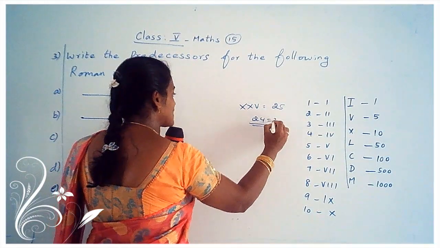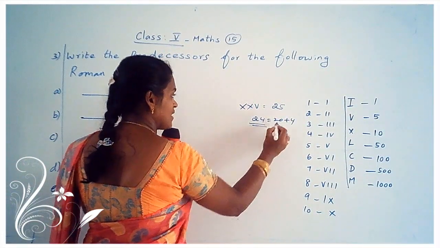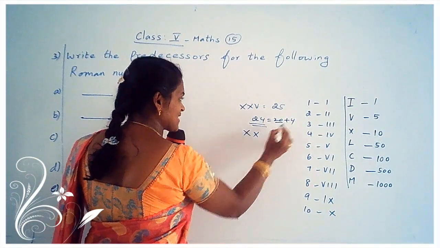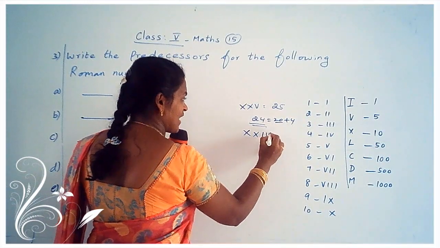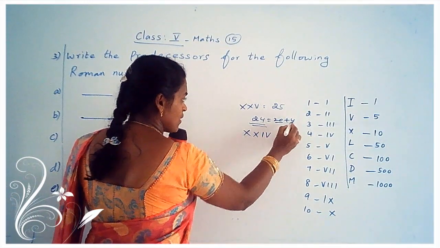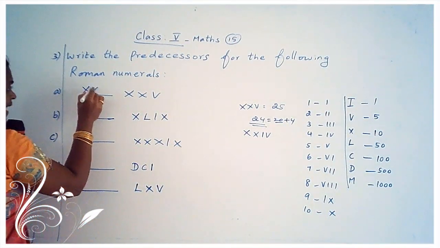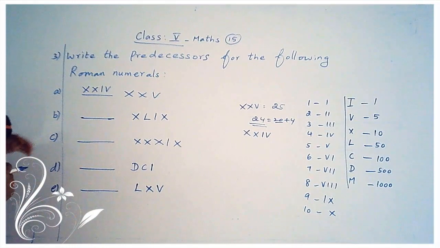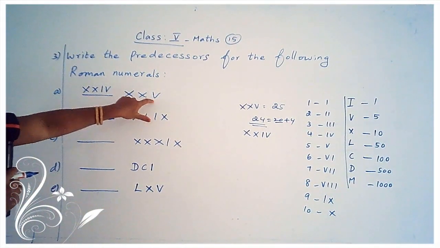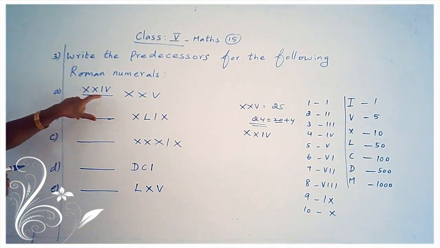24 can be written as 20 plus 4. Yes, children? So 20 means XX, 4 means IV. Okay, so you write here XXIV. Okay, so the predecessor of XXV is XXIV. Okay, are you clear now?